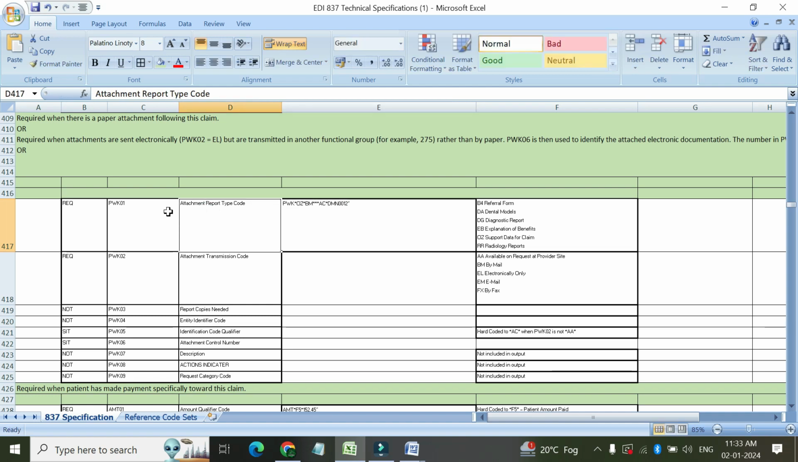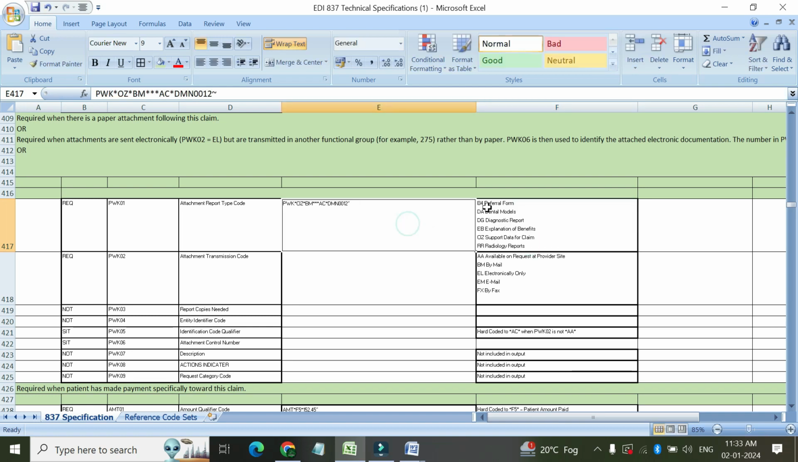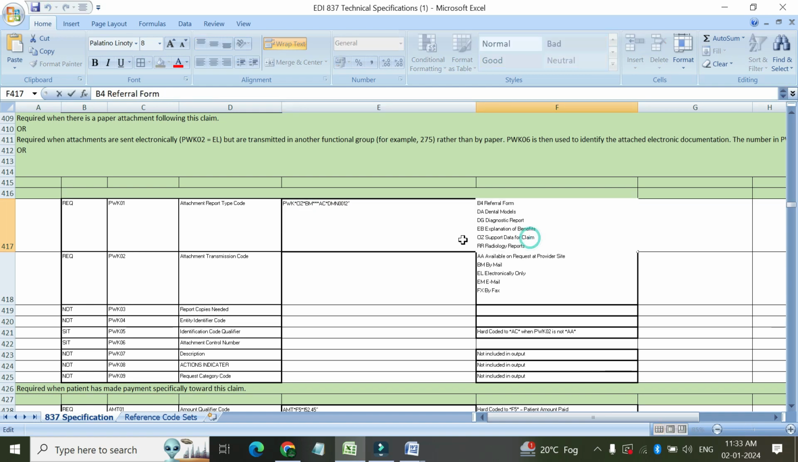So PWK, the first element of the PWK segment, contains the attachment report type code. So basically this just simply means that what is the document that you're going to send. B4 means referral form, DA means dental models, DG means diagnostic reports, EB means explanation of benefits, QZ means support data for claim, RR means radiology reports. So this is this first element. So in this case it is QZ, which means it is some supporting data for this claim.